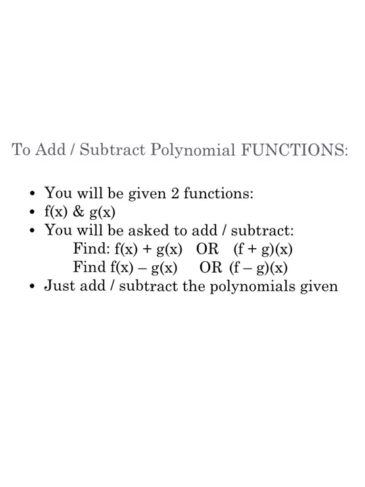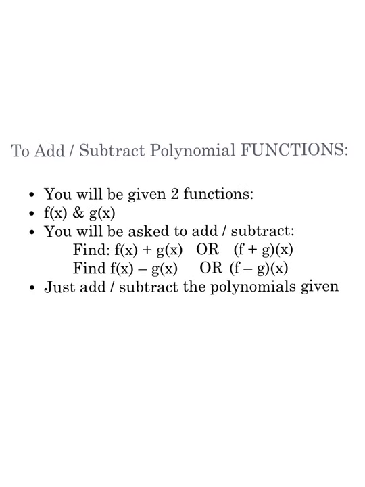To add or subtract a polynomial function, you're going to be given two functions. One will say f of x, one might say g of x. These can be any letters, but they're going to be two different letters. You're going to be asked to either add or subtract the functions. The notation is this here. The top line means that we're going to add them. The bottom two sets of notation are just two fancy ways of saying that we are going to subtract the functions. All you're going to do is add or subtract the polynomials that are given to you. Again, this here is your notation. It looks confusing, but I promise it's very easy.